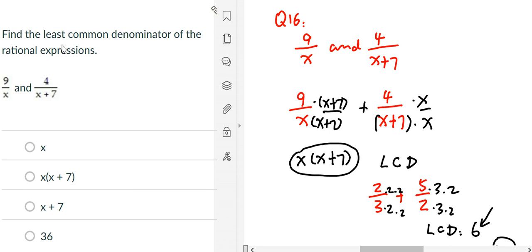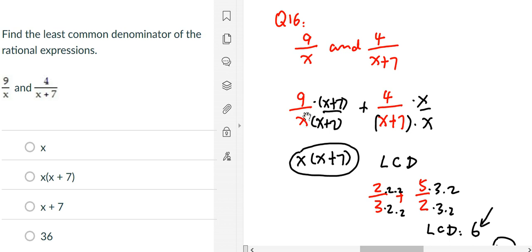Okay, let's see this question. We want to find the least common denominator of the rational expressions. Why do we need least common denominator? You know, when we do addition or subtraction on those two rational expressions, like here, we need a common denominator.